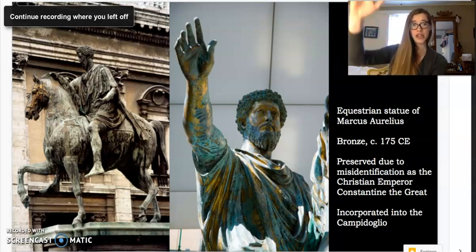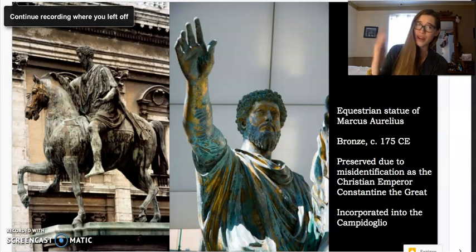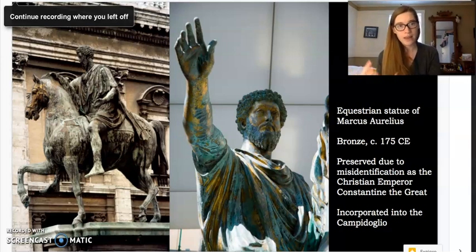And he is giving this gesture of adlocutio, right, of the emperor talking to the people. But it also recalls the later Christian gesture of blessing as well. So you can see that resonance and the ability for you to reinterpret this art through a different perspective and see something in it that perhaps wasn't intended by the original creators.